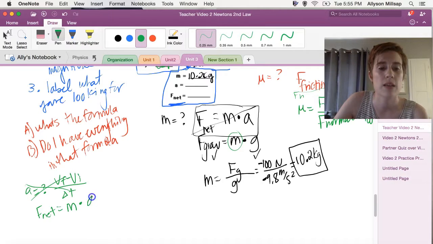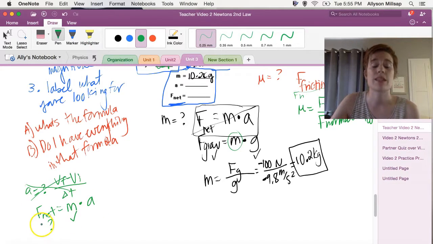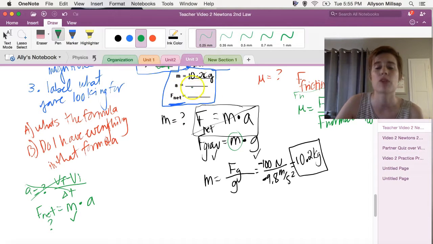Net force is mass times acceleration. I could rearrange to solve for acceleration if I have everything. What do I have? I have mass because I found it, but do I have net force? I don't. So this is an example where I found a formula I could use, but I still don't have everything for it. So I'm going to leave acceleration blank. I'm going to come back to it later.